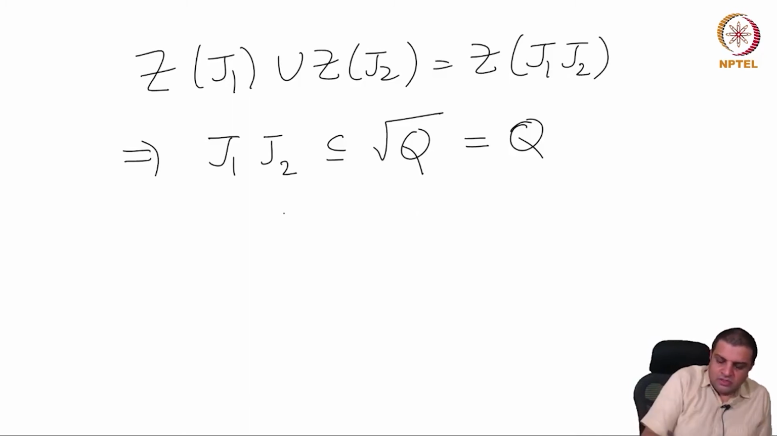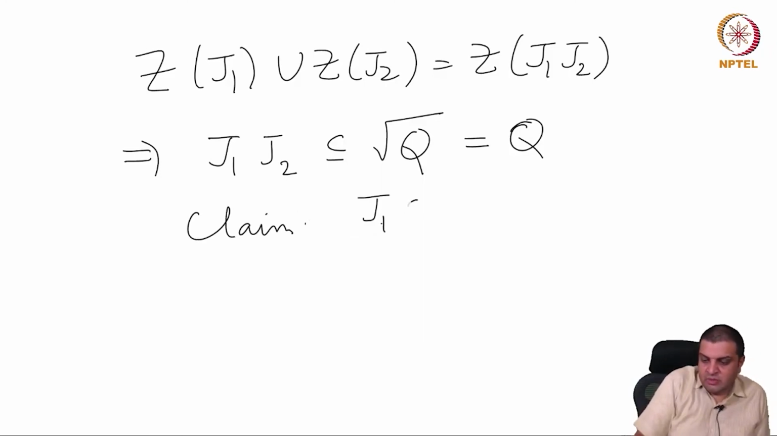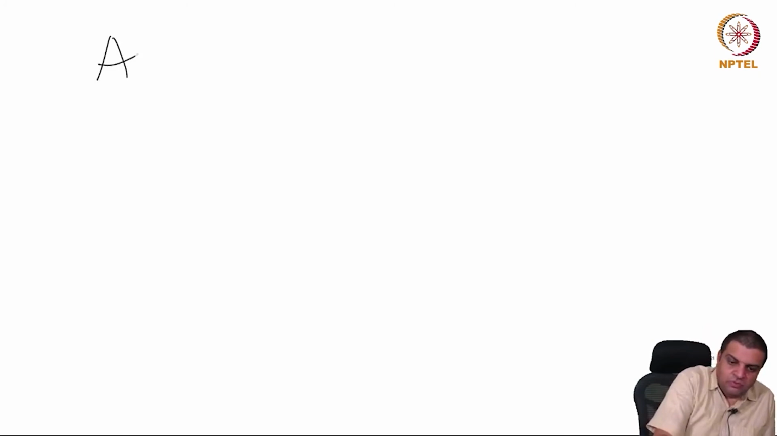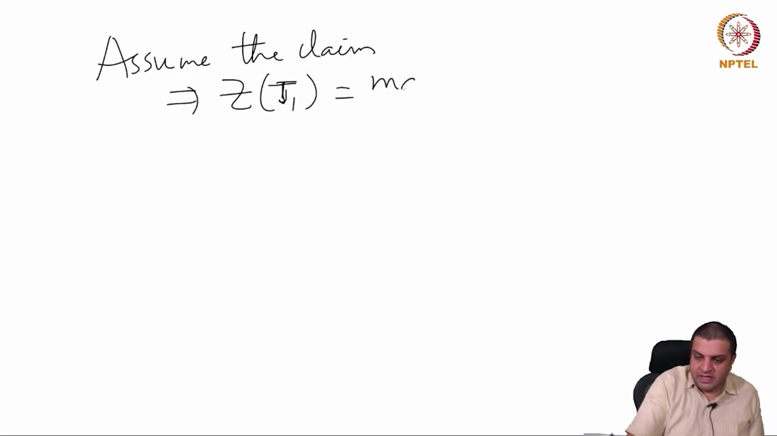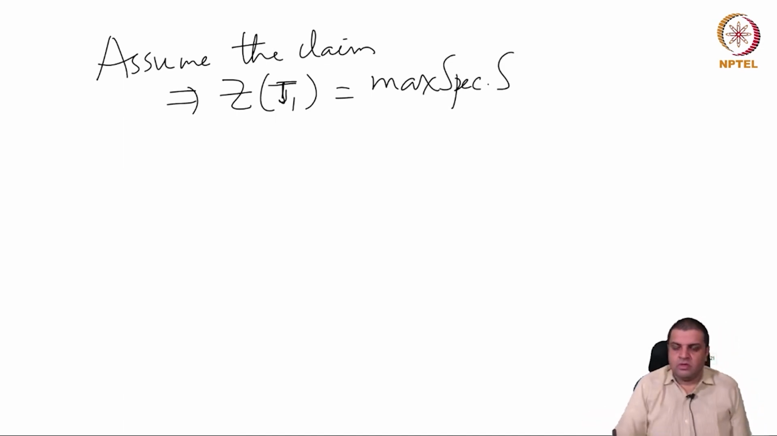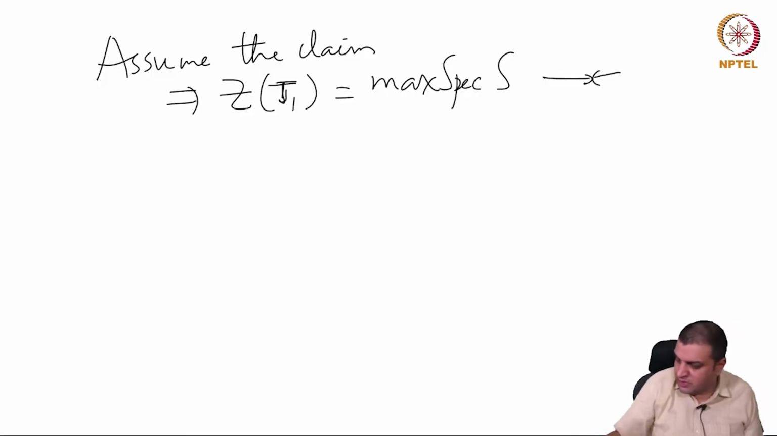So let's write it out properly. We claim that J1 is inside Q or J2 is inside Q. Assume the claim for now, and we'll prove the claim in a minute. This implies that Z of J1 is equal to max spec S. But then this is a contradiction, since we assumed that this was an irreducible decomposition.